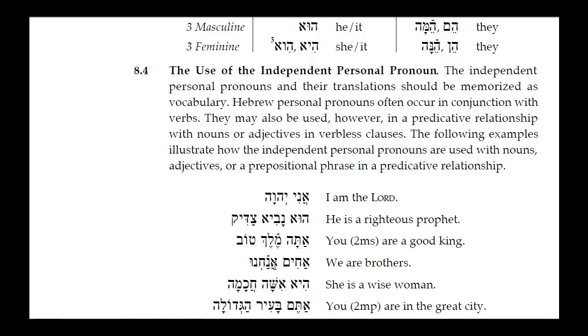Achim, anachnu. That just says that the pronoun in English literally says brothers are we. In correct English, we would say we are brothers. Achim, anachnu.